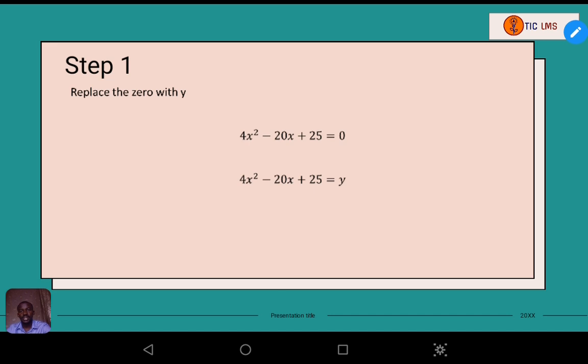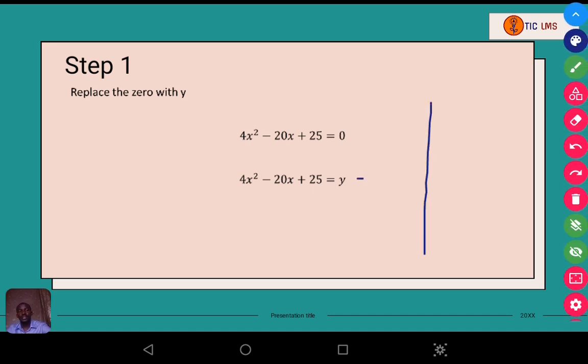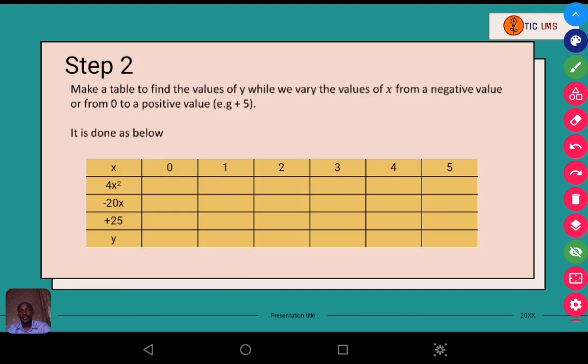So the first thing is we're going to replace the 0 with y so that we'll be aware that we are working under two coordinates, that is the x coordinates and then the y coordinates. The next step is to make a table to find the values of y while we vary the values of x from a negative value or from 0 to a positive value. So in this case, we've decided to run our values of x from 0 to 5. Now, it's not a bad idea if you run it from a negative value to a positive value.